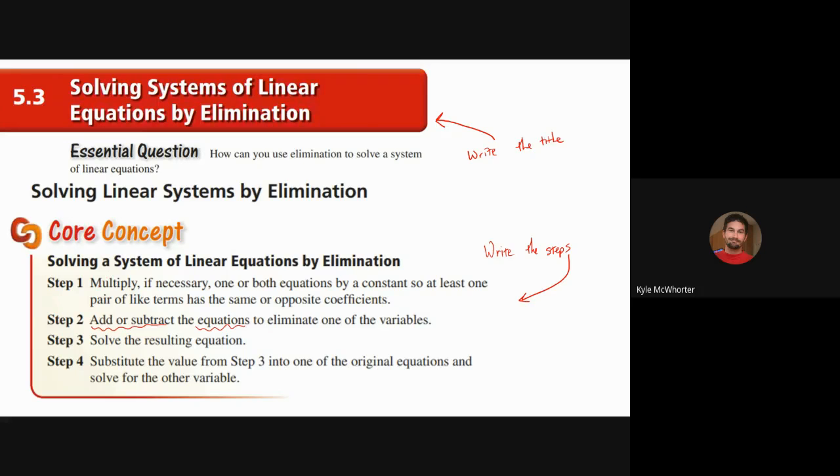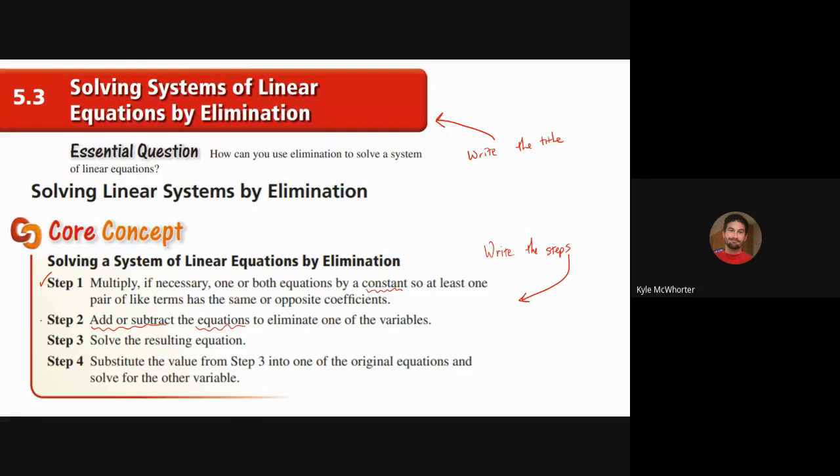Sometimes, like at the beginning, the questions we get are easier. They'll be set up to where all you have to do is add the equations and one of the variables will cancel out. Later on, we're going to have to do more of step one, where we have to multiply one or both of the equations by a constant, which is just a number, so that at least one pair of like terms has opposite coefficients.